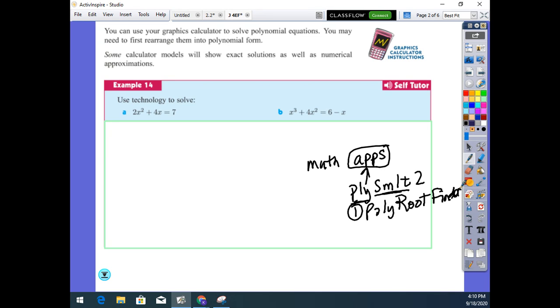The order is the degree. Order is the same as degree. So for number 2, we're going to push 2 because the degree is 2. Now, we do need to set it equal to 0. So the first thing I'm going to do with this equation is move the 7 over, making it negative. I would make sure your real is highlighted, decimals are highlighted, normal, float, degree.